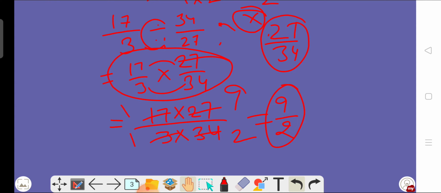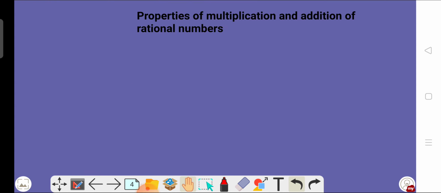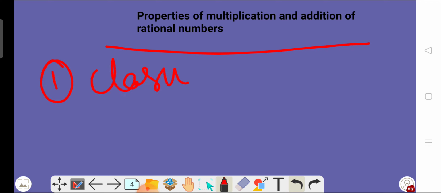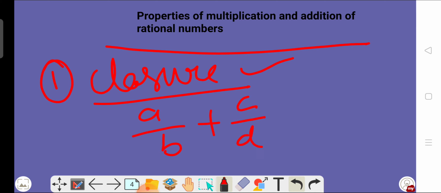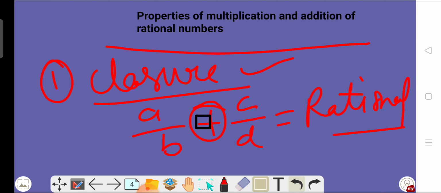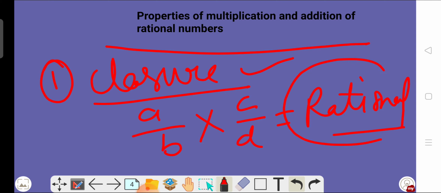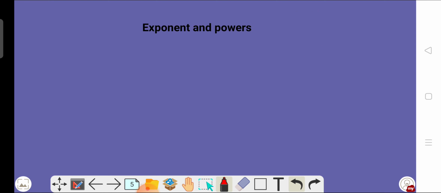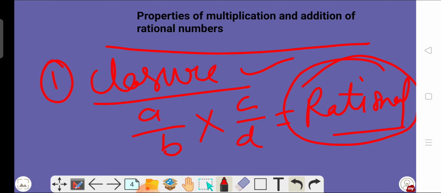Okay. Now we will learn about the properties of addition and multiplication of rational numbers. The first property is the closure property. According to the closure property, if you add two given rational numbers, then the result is also a rational number. In both cases, in case of addition and also in case of multiplication. It means, beta, if we add or multiply two rational numbers, then the result is also a rational number. Look at the example as we have done previously.